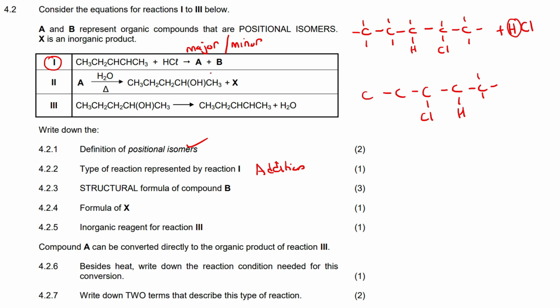Okay, but we don't know which one's which. We don't know which one's A and we don't know which one's B. We're probably going to have to use this reaction and try to work backwards to figure that out. And that is also why they said that A and B are position isomers.